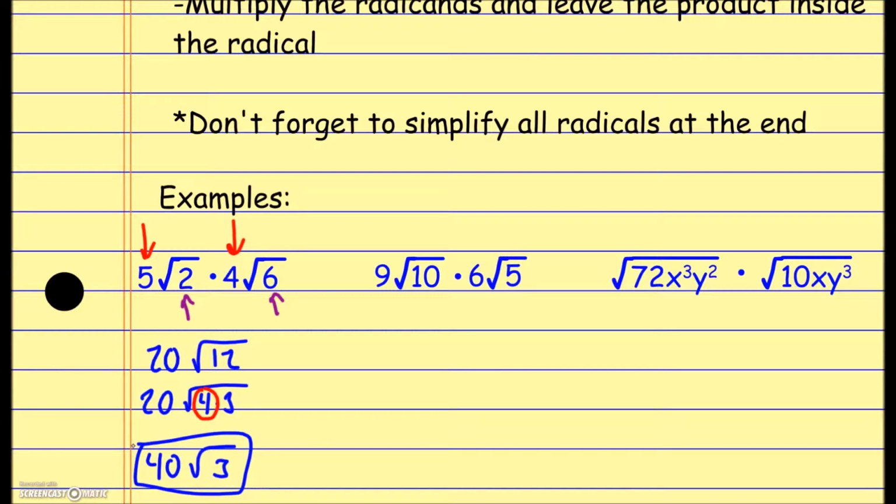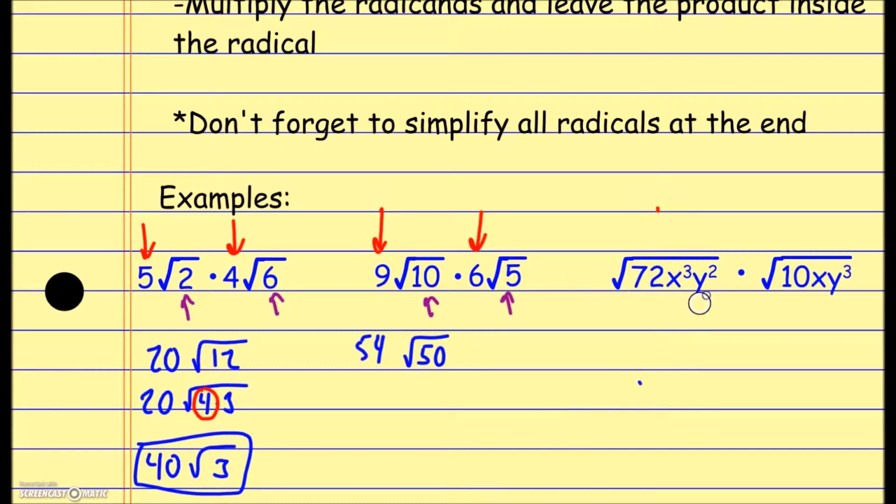So we're just adding a little bit of an extra step. We're still working on that simplifying stuff. But again, we multiply the stuff on the outside with stuff on the outside, inside times inside. And that's it. If I look at the next one, stuff on the outside, I've got the 9 and the 6. When I multiply those, it gives me a 54. I look at the stuff on the inside, I've got the 10 and the 5, and when I multiply those it gives me a 50.